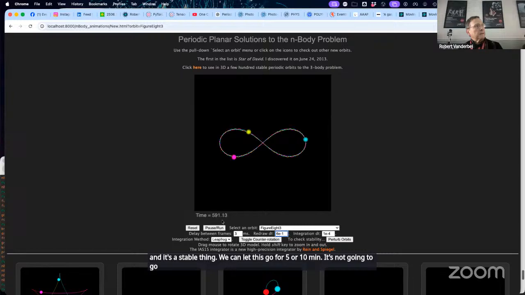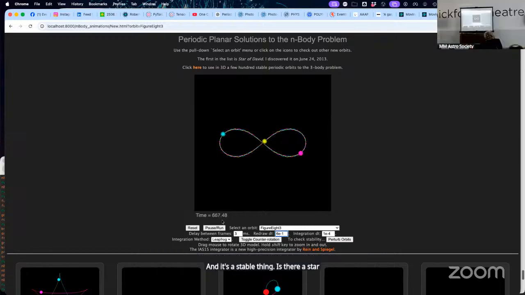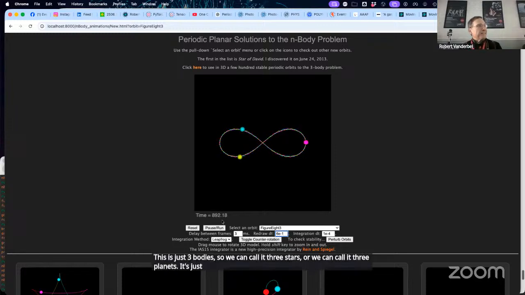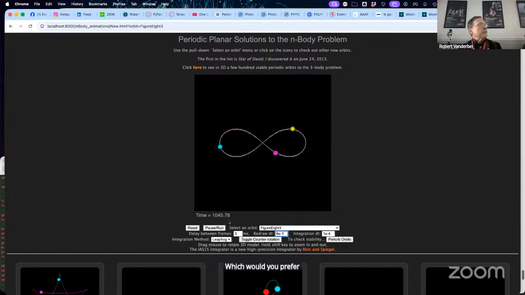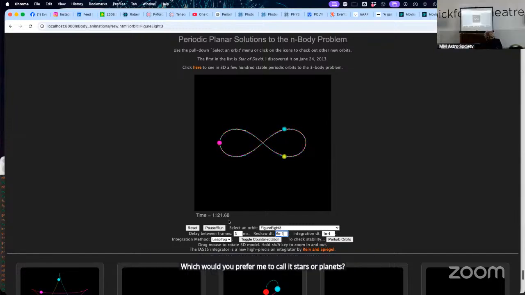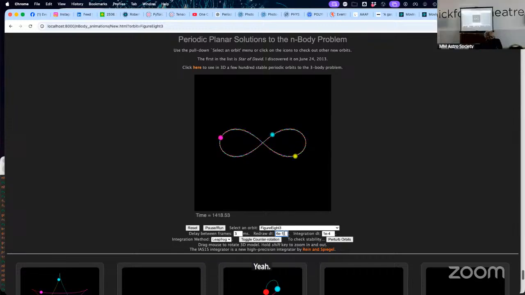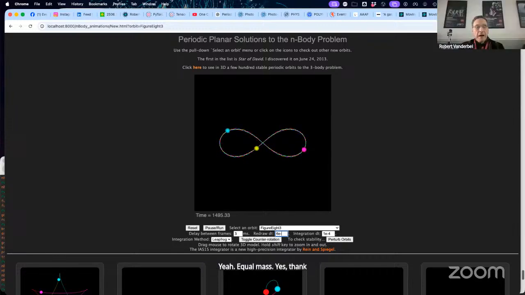Question? Is there a star somewhere in there? These are just 3 bodies. So we can call it 3 stars, or we can call it 3 planets. It's just 3 bodies. Which should we prefer me to call it? Stars or planets? Orbiting each other. Yeah, they're orbiting each other. Yeah, what's your equal mass? Equal mass. Yes, thank you, I meant to say that.